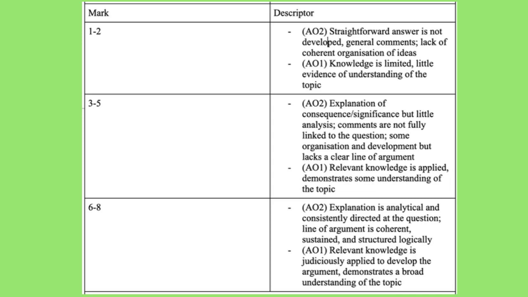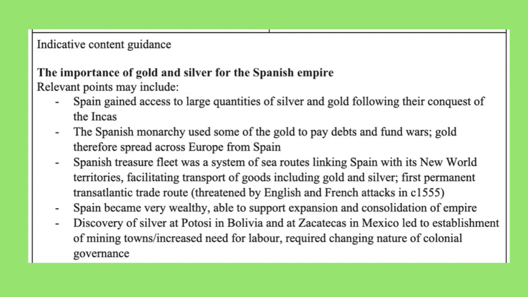Also on AO1, you should be bringing in relevant details from your own knowledge to support what you're trying to say, so using that evidence from your existing understanding, really just to demonstrate to the examiner that you know what you're talking about. There are lots of points you can make for this question, so as long as what you say is relevant and correct, the examiner will give you the marks for them. But let's take a look at some examples.